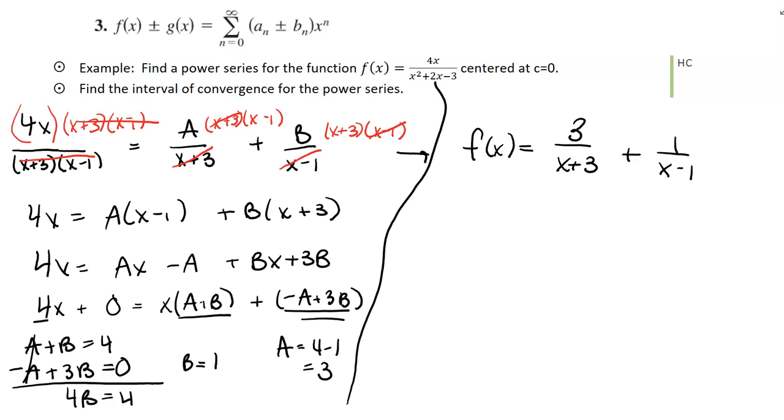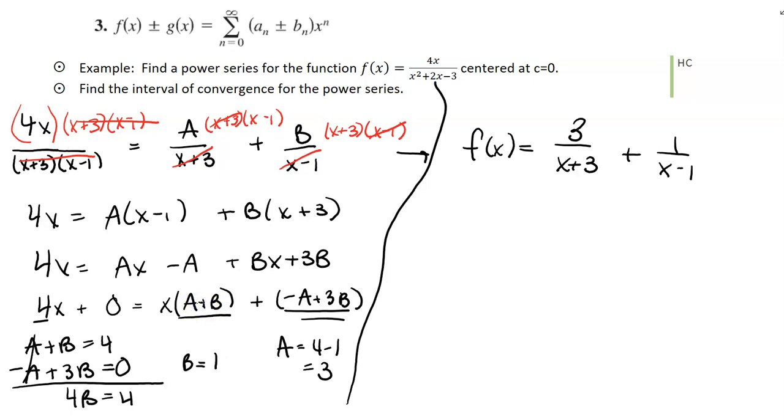So hopefully we're comfortable with this process now. I just worked through it, but I just found the a and b that go over the two factors, x plus 3 and x minus 1, and I get f of x equals 3 over x plus 3 plus 1 over x minus 1. So if you need to pause the video and work your way through that, feel free to go ahead. Otherwise, let's go ahead and move on.